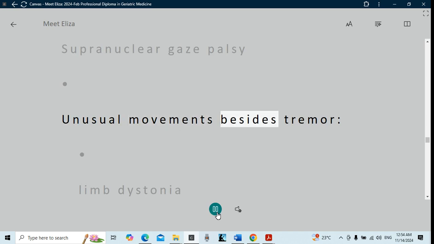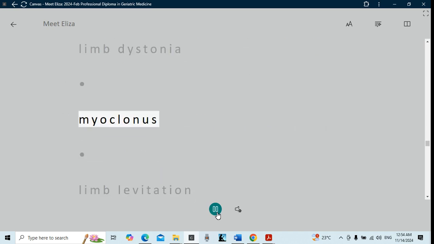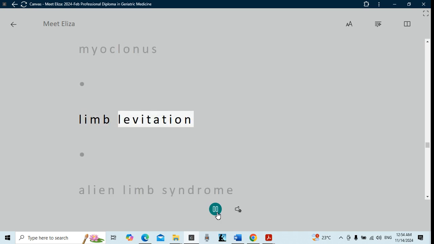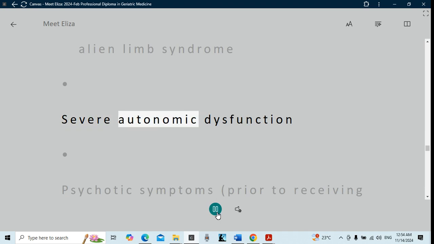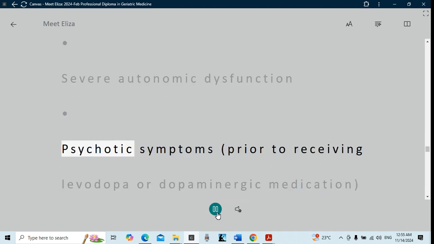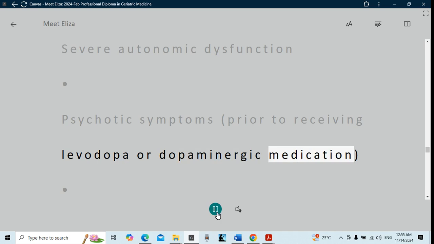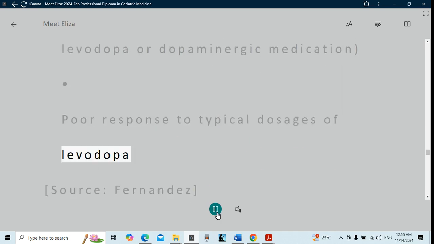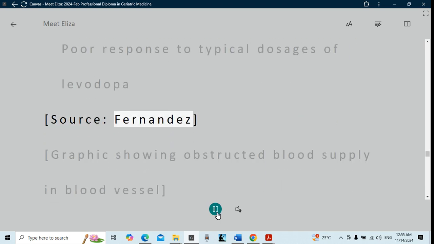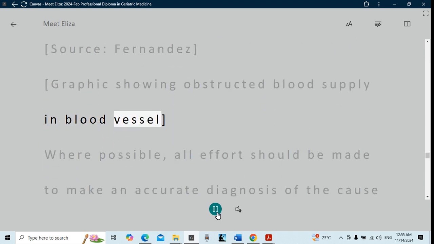Unusual movements besides tremor: limb dystonia, myoclonus, limb levitation, alien limb syndrome. Severe autonomic dysfunction. Psychotic symptoms, prior to receiving levodopa or dopaminergic medication. Poor response to typical dosages of levodopa. Source: Fernandez. Graphic showing obstructed blood supply in blood vessel.